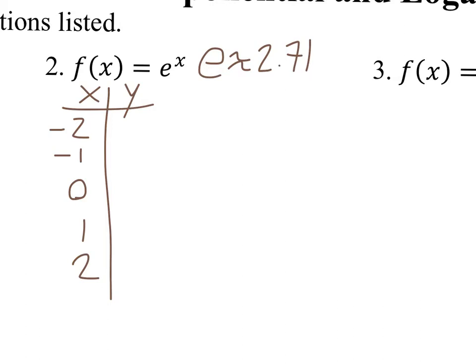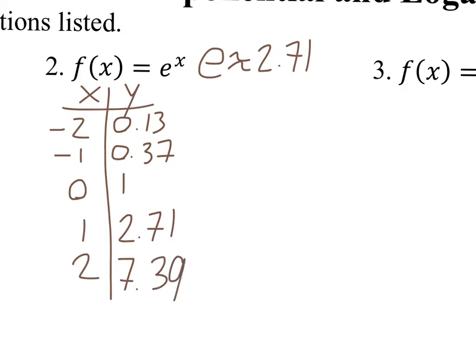Well, e to the -2, you can use your calculator for this, should give you approximately 0.13. e to the -1, 0.37 from your calculator. Any number raised to the 0th power, well, that's going to give us 1. Any number raised to the first power is itself, so approximately 2.71. And then e squared, by our calculator, should give us 7.39. Moving right along.